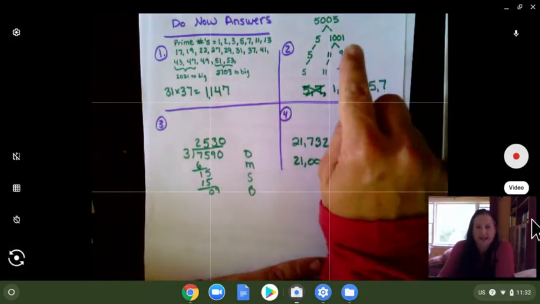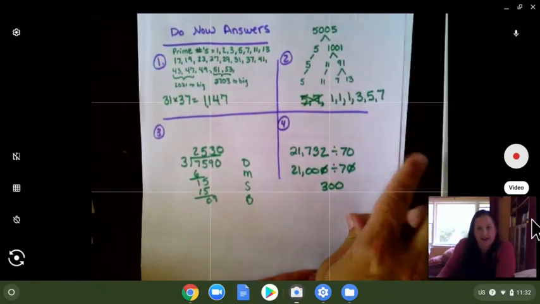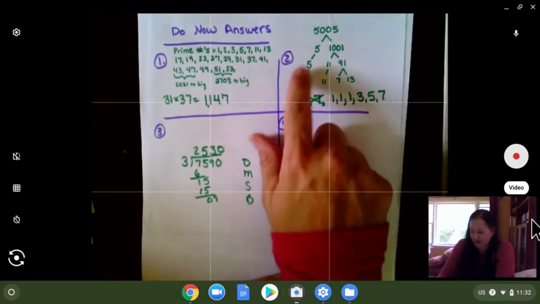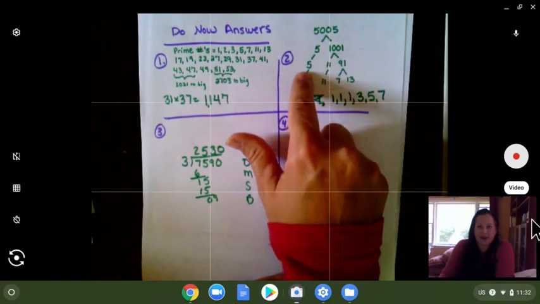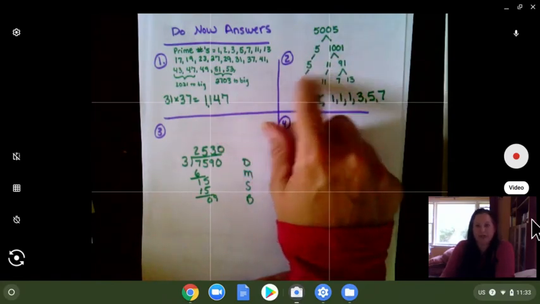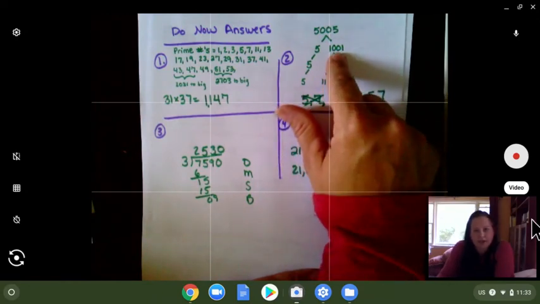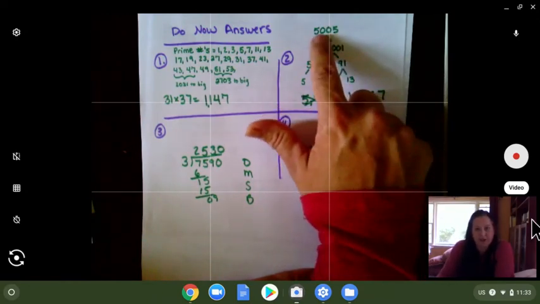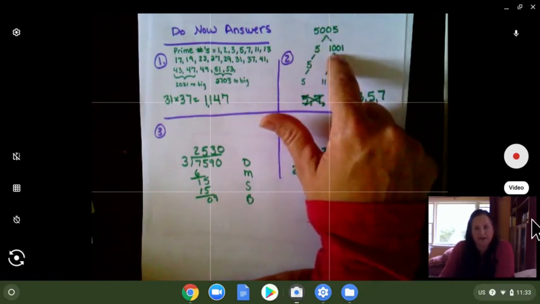Okay, so next we were going to do the prime factorization of 5,005. So I divided it by 5 because I know that a number that ends in a 0 or 5 can always be divided by 5. So I put my 5 here, which is already a prime number, so I just kept that line prime. Then over here, this is the answer, the quotient to the division problem. 5,005 divided by 5 equals 1,001.